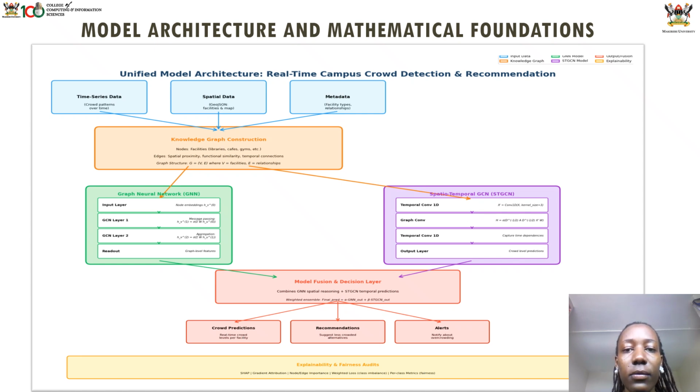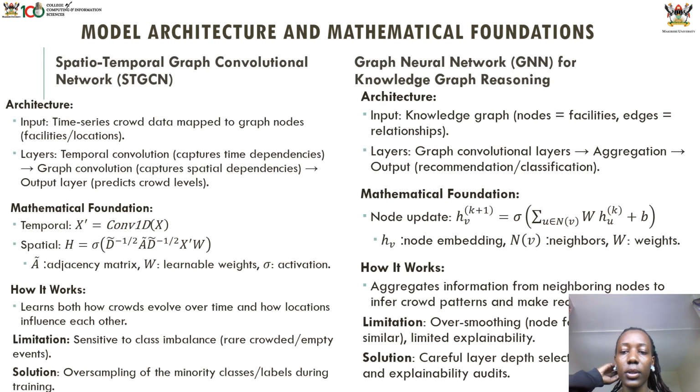You find that this first model we are going to look at, that's its architecture. So diving into the mathematical foundations for the spatial temporal graph convolution network, which is basically our primary model in this architecture. It inputs time series data mapped to graph nodes, which are facilities or locations, and it has different layers: the temporal convolution layer, which works on the time dependencies, then the graph convolution layer, which captures the spatial dependencies, then the output layer, which predicts the crowd levels. Then those are the mathematical foundations, and how it works.